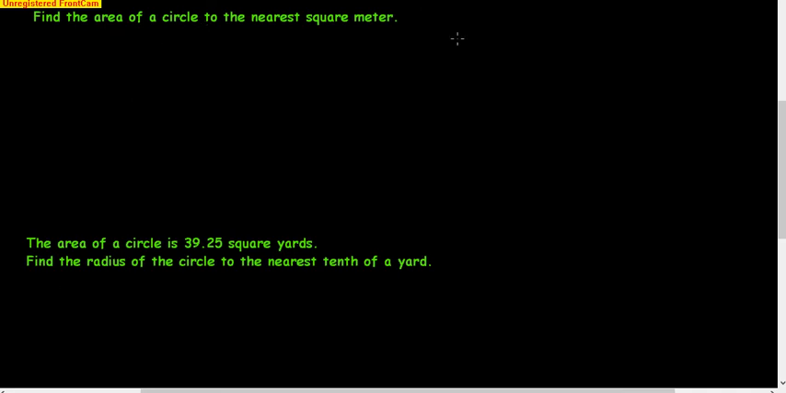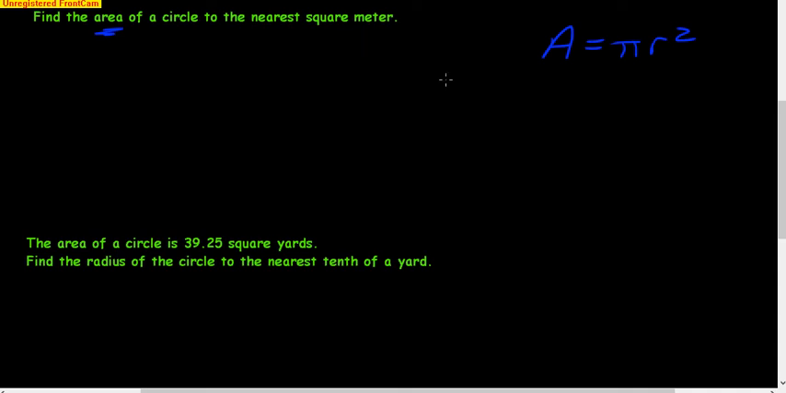Let's jump right into example 3 and 4, and let's give these a shot. These two have to deal with area, so I'm going to put my area formula up here. And as soon as I see that, I know I'm dealing with that formula. So find the area of a circle to the nearest square meter.